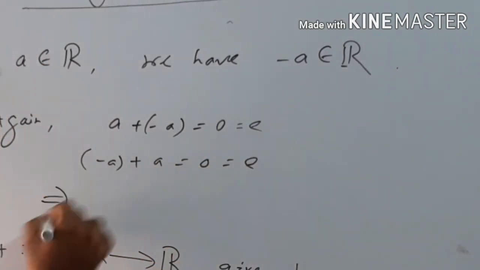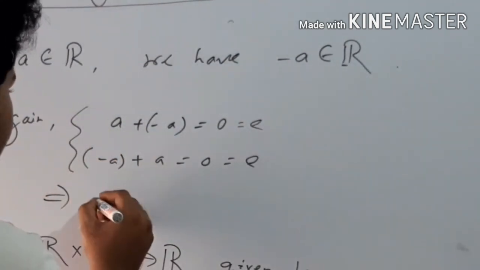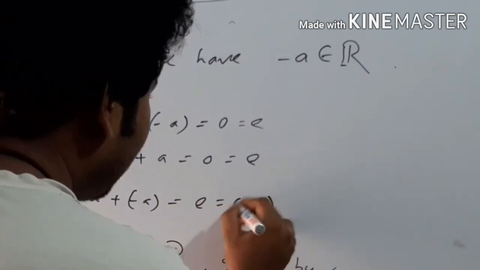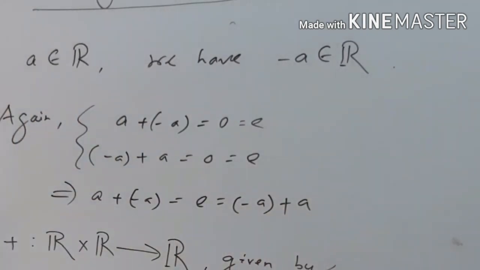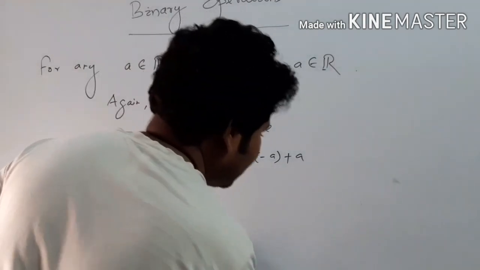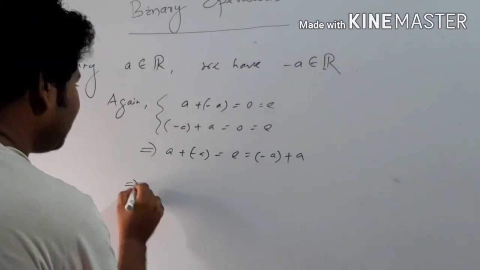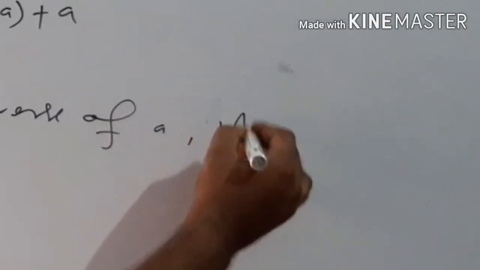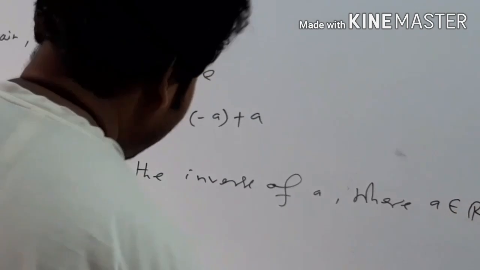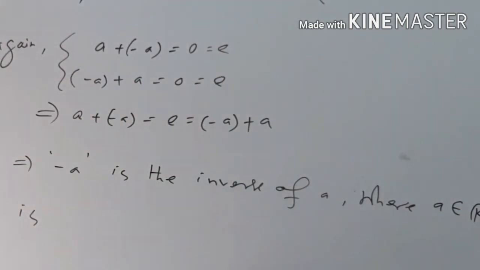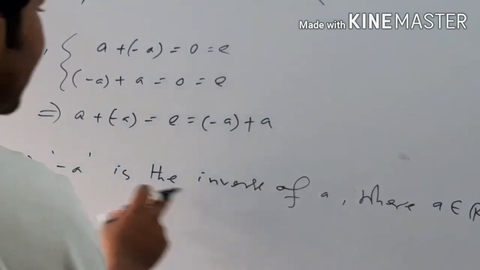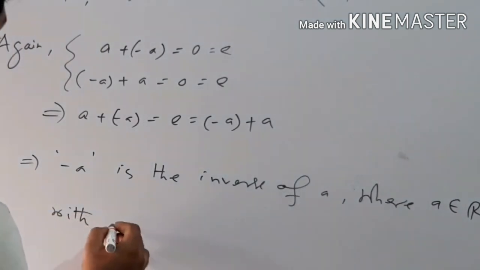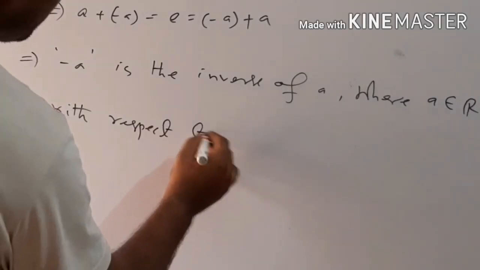So this implies, by combining these two, A plus of minus A equal to E equal to minus A plus A. This implies minus A is the inverse of A where A belongs to R with respect to the operation addition.